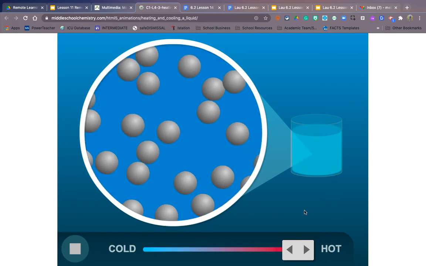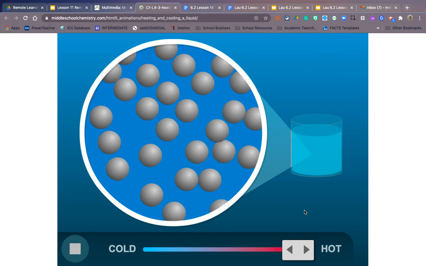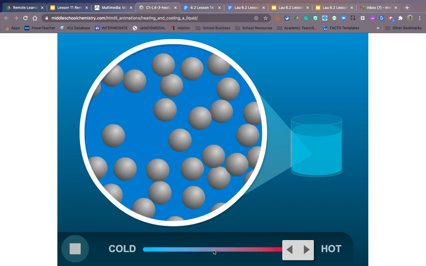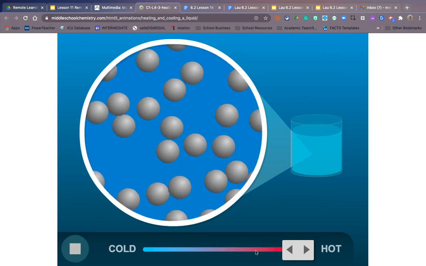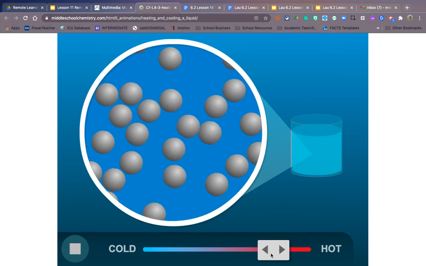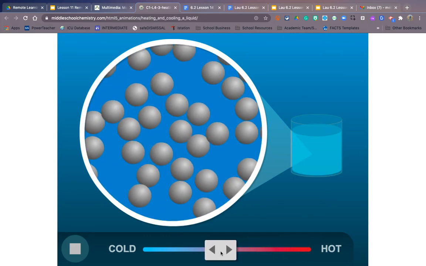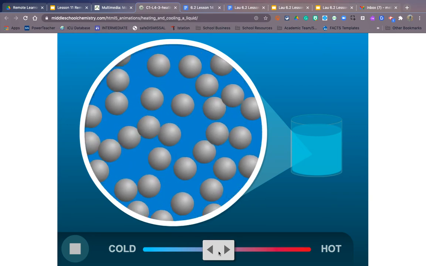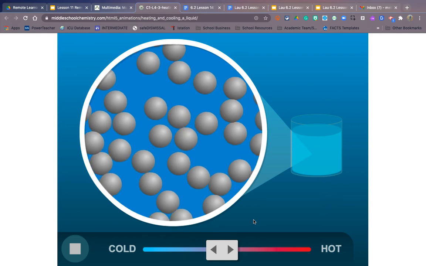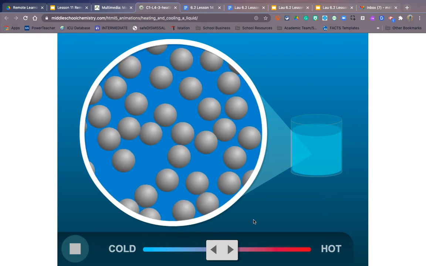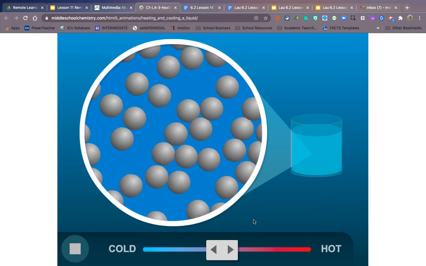So now we're going to slide the bar to the middle, which would be the warm setting, and record your notices and wonders. So I'm going to slide it right to the middle. So that would be the warm water. What do you notice and what do you wonder?